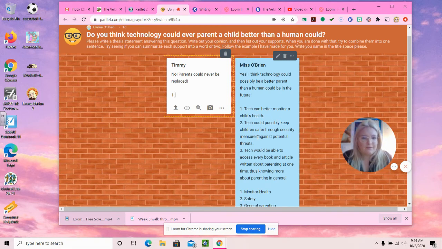All right. My second reason was tech could possibly keep children safer through security measures against potential threats. So if you had a robot mom, I imagine that she might have a really good security system connected to the house, and she could tell when someone's trying to break in. She probably has stun guns or tasers attached to her arm to help stop intruders. I feel like that would keep a kid pretty safe, you know? Just my thought on that.